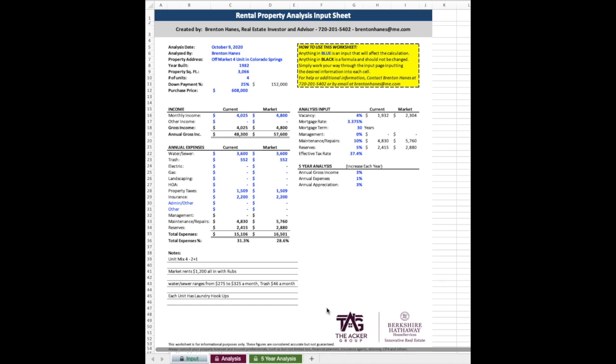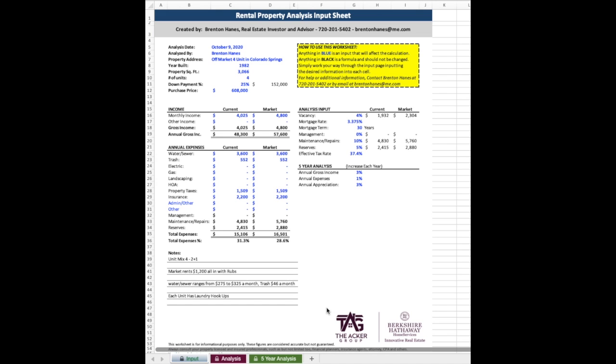Now we're going to break down the income. I like looking at a monthly income. It helps me analyze a little bit more. A lot of people use an annual income. You can see I kind of flip back and forth between monthly and annual. It's just how I like to look at things.